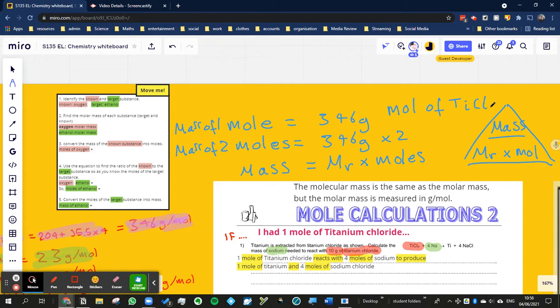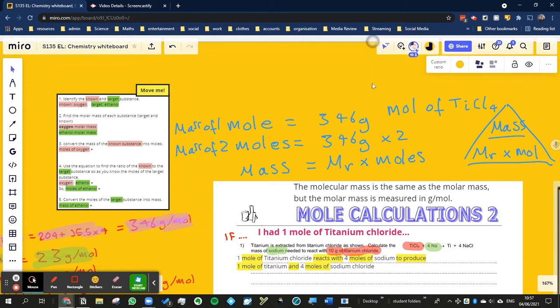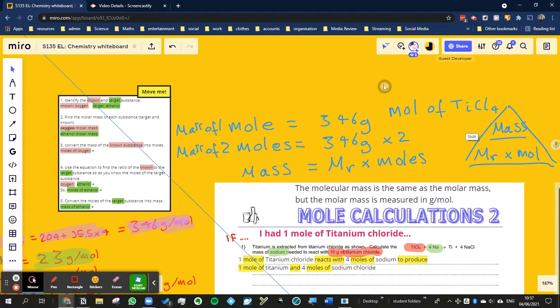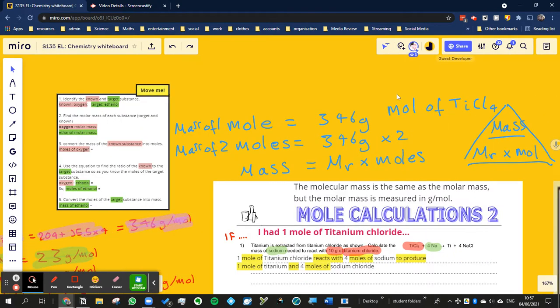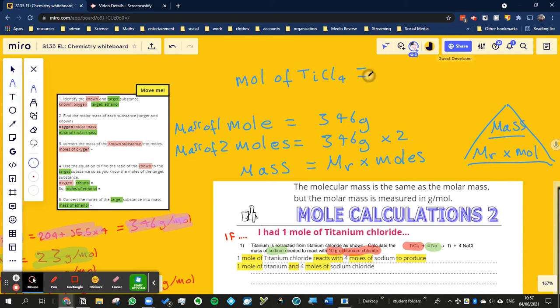So the number of moles of titanium chloride, it's going to get a little bit messy now. I might just make the board a little bit bigger. Move this up here. So the moles of titanium chloride is therefore going to be equal to the mass that we know, the 10 grams, divided by its molar mass, which is 346 grams per mole.